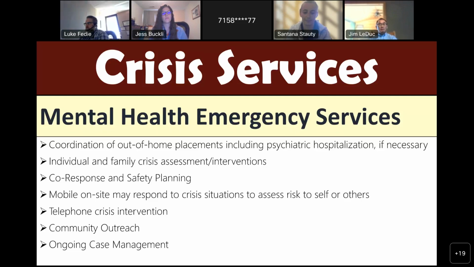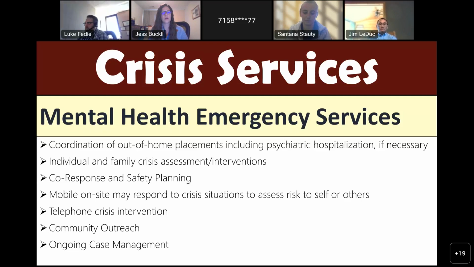And then we have a current vacancy right now that we're hoping to fill in the very near future. That will be a co-response position with the Eau Claire Police Department, and the hours for that will be 3 to 11. With the community reentry team that works in the jail, we have 2 workers, one of which focuses more on the short-term needs of individuals coming into the jail, and the other focuses on the long-term needs.